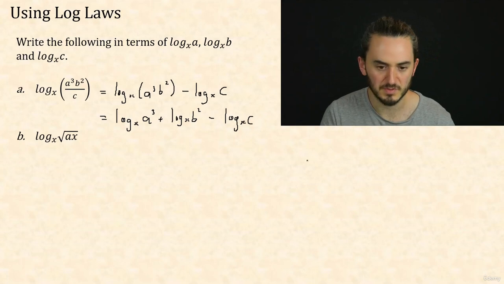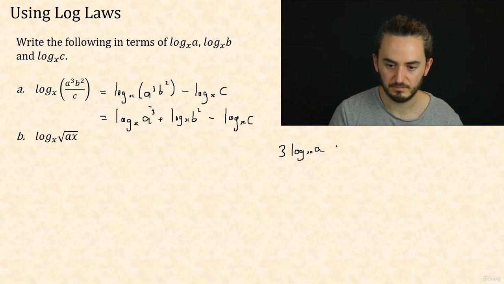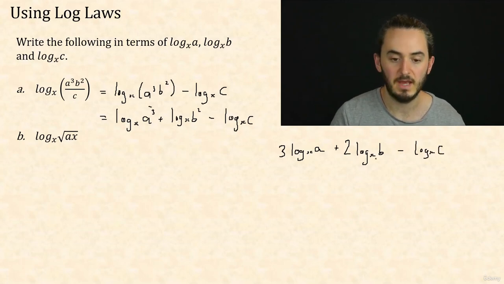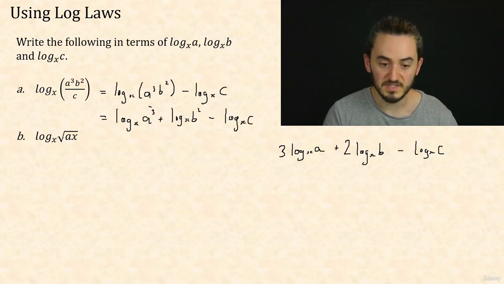I'll move over here so I've got some more space. I can now use my power law and move that power down to the front. So I'll get 3 log base x of a plus 2 log base x of b minus log base x of c. And there we have it all in terms of log base x of a, log base x of b, and log base x of c. Can we do the same here?